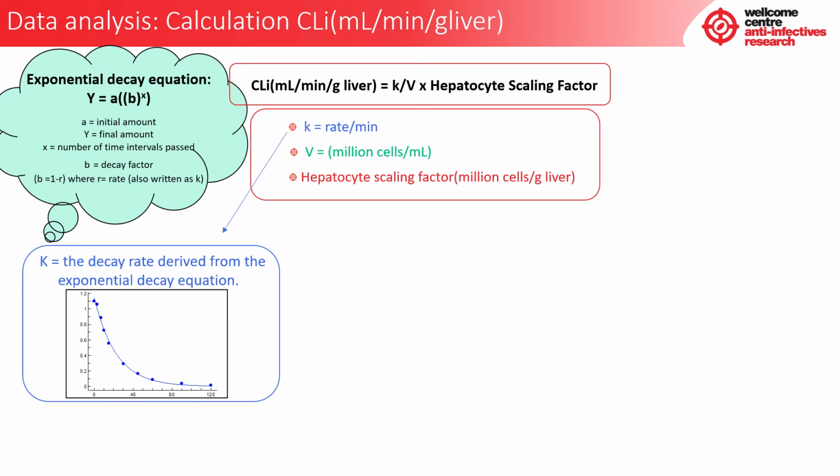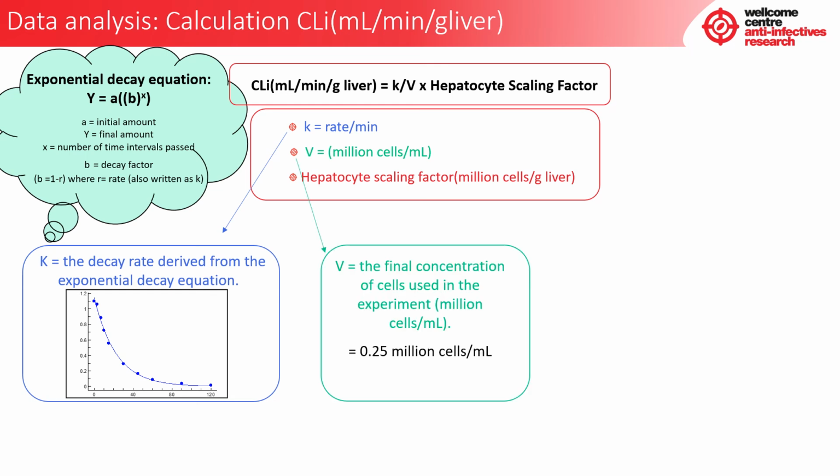The exponential decay equation is y equals A B^x, where A is the initial amount, y is the final amount, x is the number of time intervals passed, B is the decay factor, where B equals 1 minus R, where R equals rate, which is also written as K. V is the final concentration of cells used in the experiment in million cells per mL. In our case, this is 0.25 million cells per mL.